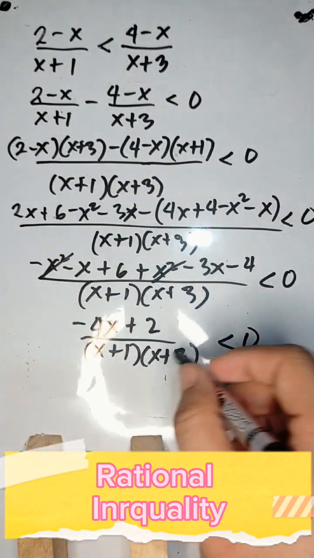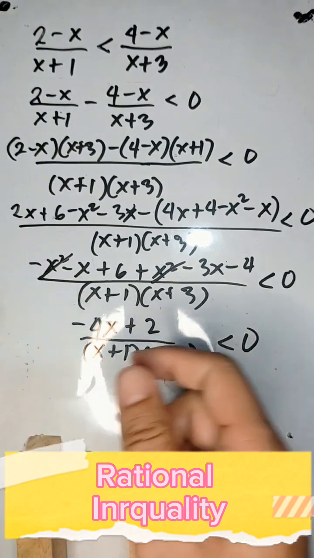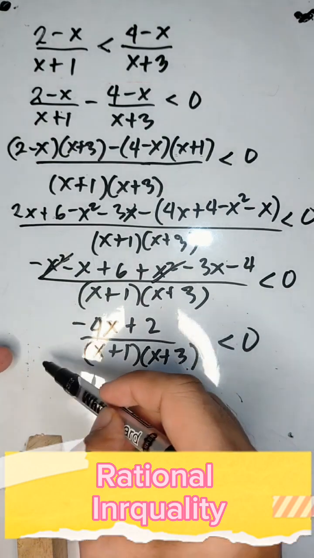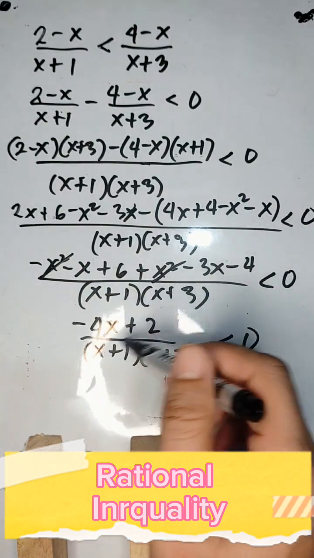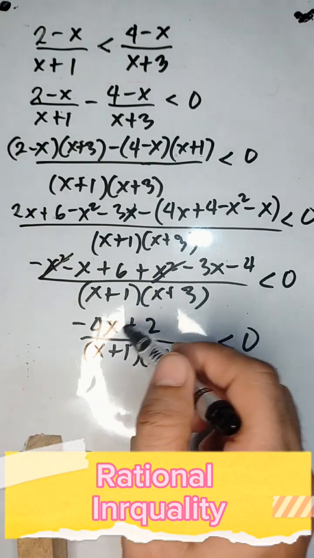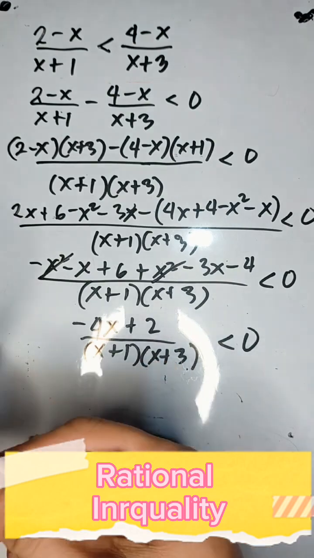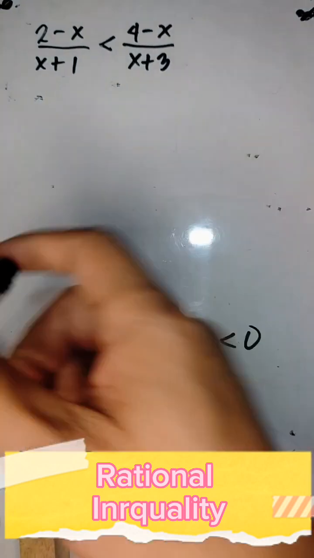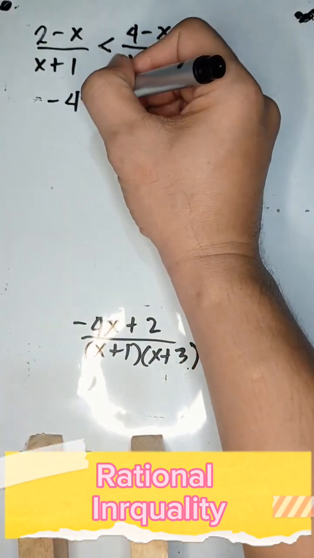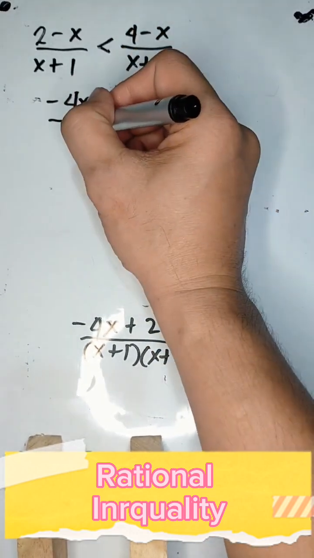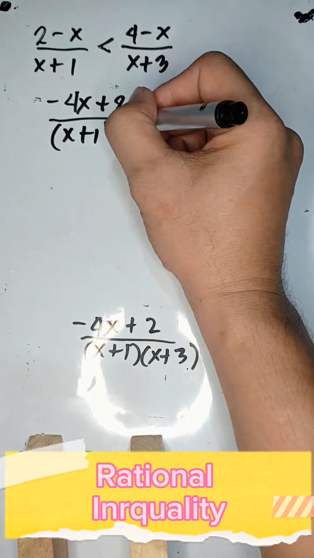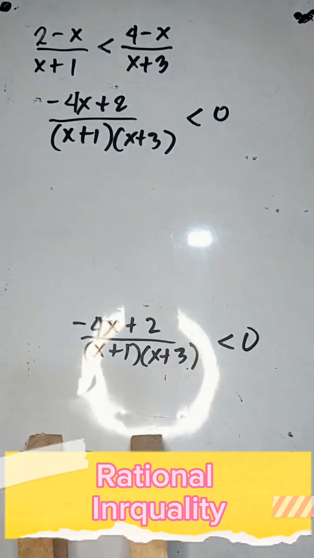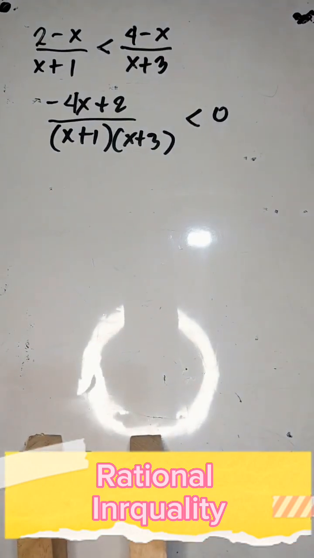So now we have expressed it into factors. We can still simplify this. We can factor out 2 here, and then divide 2 on both sides so that we can simplify it, but it doesn't matter. Here, we only need to get the zeros of our numerator and denominator. That's all we need. So we will write this up here. We have (negative 4x plus 2) over (x plus 1)(x plus 3) less than 0. Okay, so let's take the critical points.